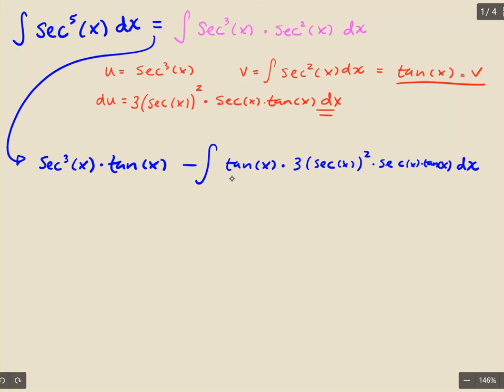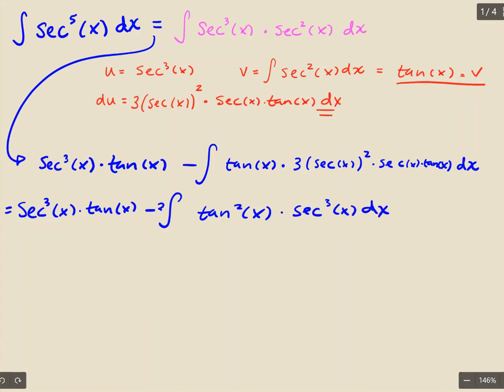And let's clean up the interior of this integral. So we have secant cubed of x. Specifically, I think we can make the tangent a tangent squared, bring the secants together, and bring the 3 out front as a constant multiple. So the 3 is a constant multiple, so it comes to the front. The secants combine to be secant cubed. The tangent combines to be secant squared.